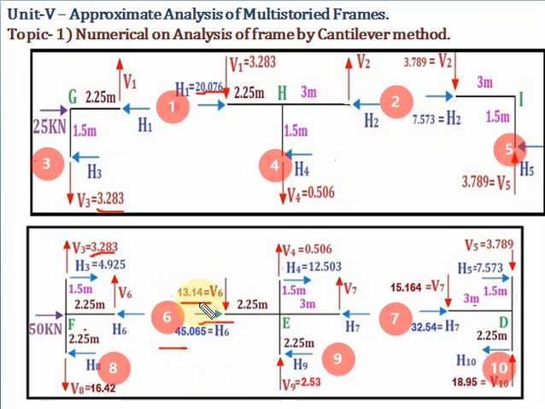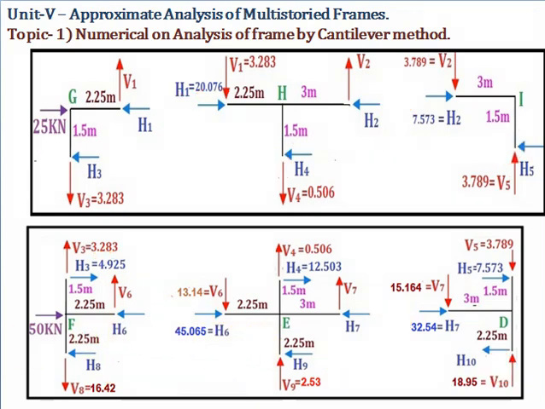So the only thing that you have to remember here is, to keep node 6 in equilibrium, the horizontal and vertical forces should act in equal and opposite directions when we consider the free body diagram of that joint. This is very, very important. If you choose the wrong sign, then your numerical will be wrong.